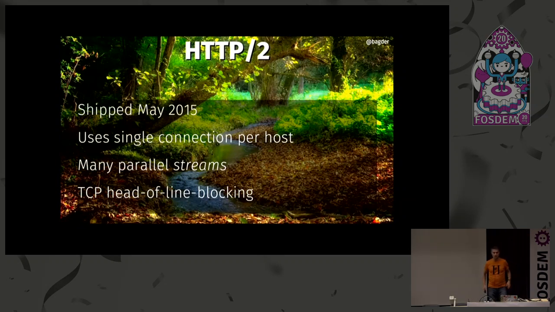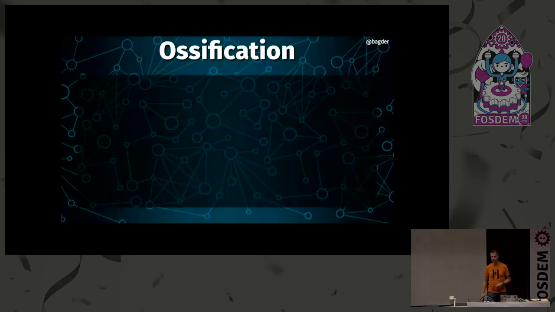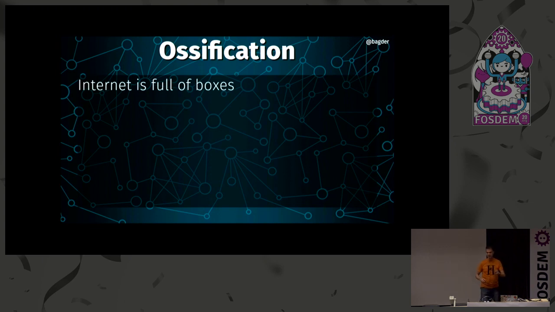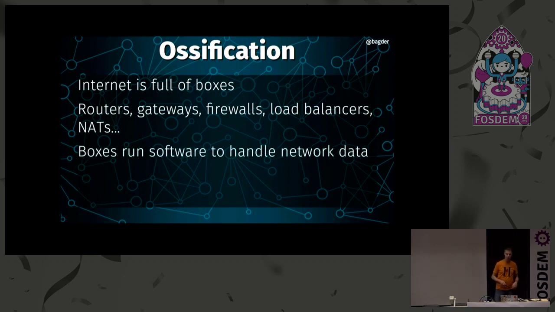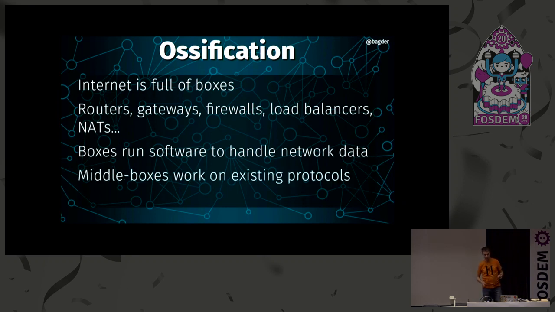And at the same time, a long-going trend in the internet is this thing we call ossification that's been going on in parallel with everything else. Ossification is this effect that everything is full of boxes, or the internet is. Routers, gateways, load balancers, Wi-Fi routers, whatever. A lot of boxes out there. And they're all installed at some point in time in your networks, and they run software, and they all know how the network works at the time you install that box. They very rarely actually know how the future is going to be, and they're all afraid of the future.